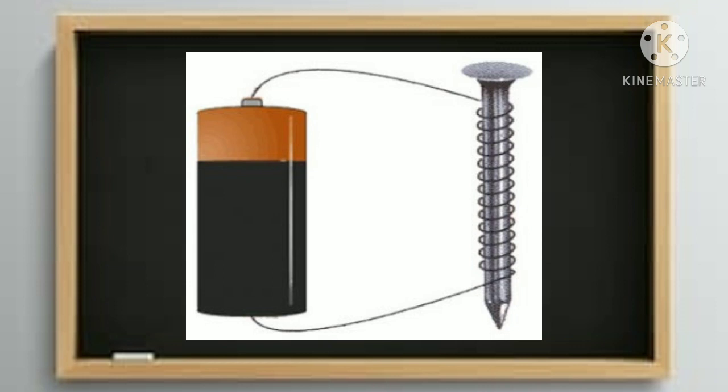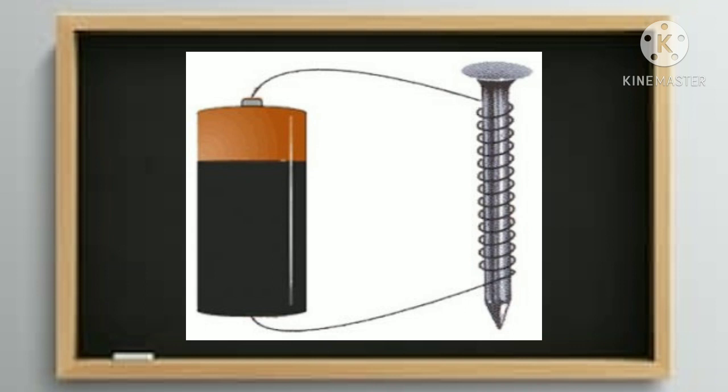And you can see that this iron nail starts attracting small pieces of magnetic materials. The peculiarity of the magnet produced with the help of electricity is that they are temporary magnets. So as you see in the figure, when electric current passes through the insulated copper wire, that iron nail behaves like a magnet.